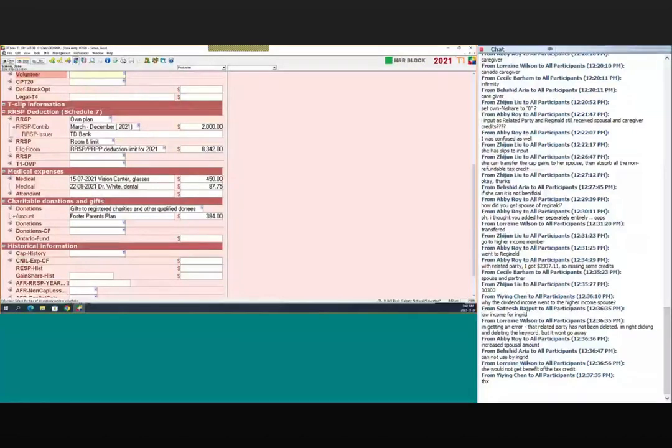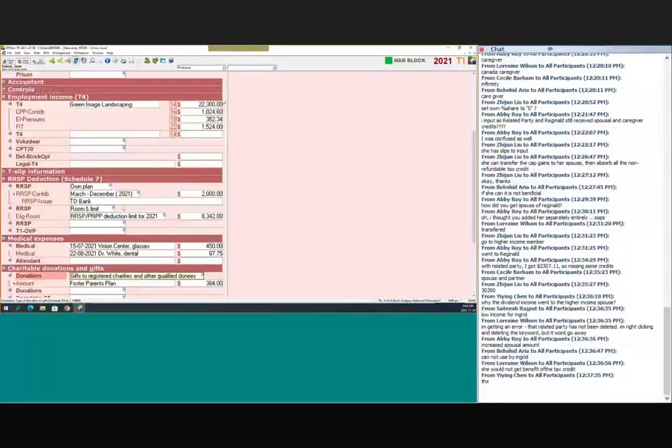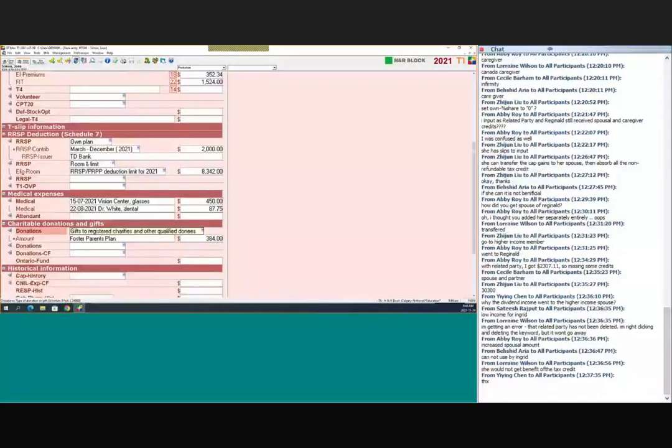We're going to add the medical expenses to Jane. So we have the glasses of $450 and the dental of $87.75, and then we're going to go in and add the donations. So foster parent plan $384. Those will be the entries for Jane. So let us go to the tax return and see what we are seeing in the tax return.